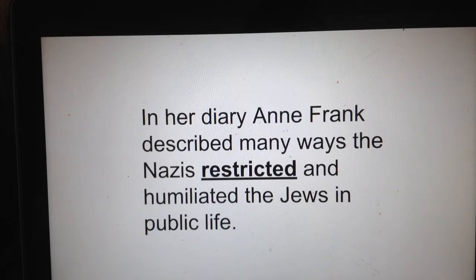Hello, this is Maestro X, and I'm going to go over the Level 2 academic word of the day, restrict, for Week 4, Quarter 1. Let's take a look at your flashcard.